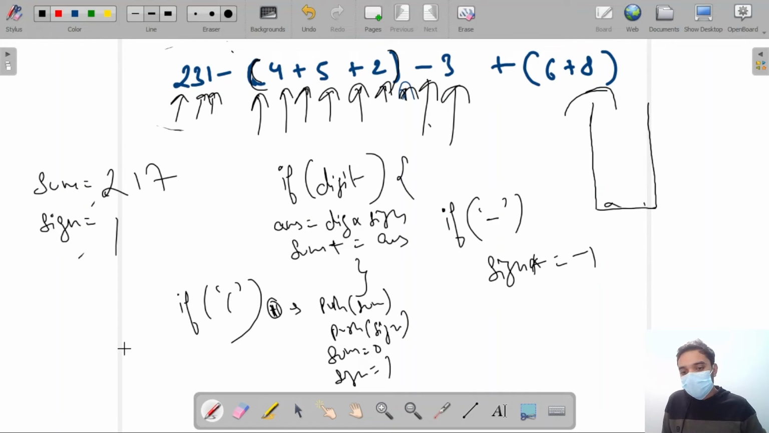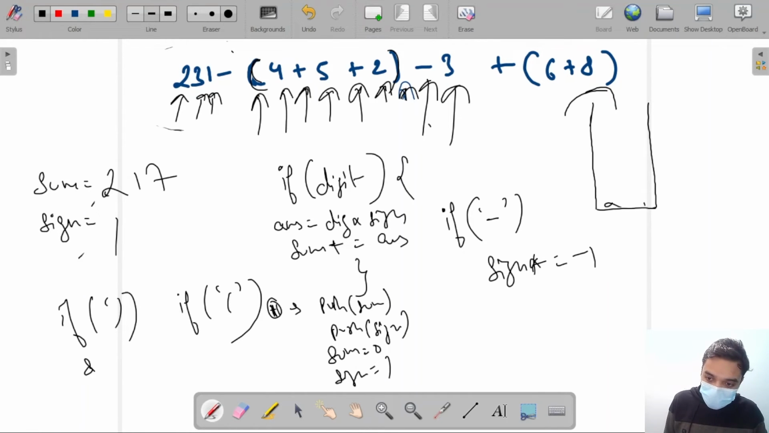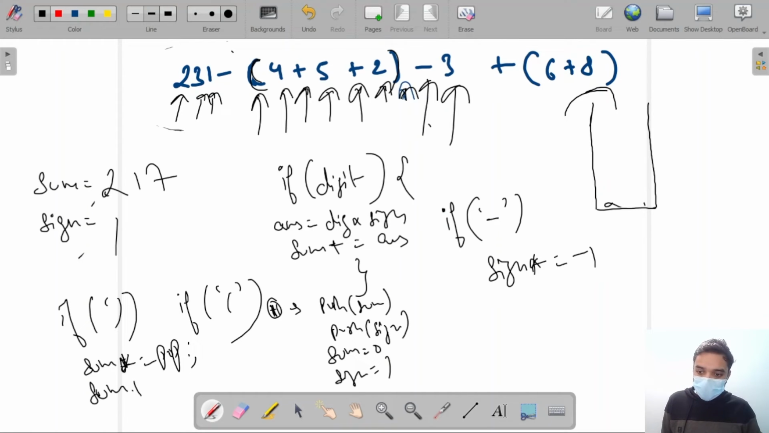Okay. If I get a closing bracket, then I have to multiply my sum with whatever I am going to pop. The sign will be popped out first, and I multiply it with my sum. After this I update my sum by adding the next popped element, which will be my restored sum. So this was the pseudocode.